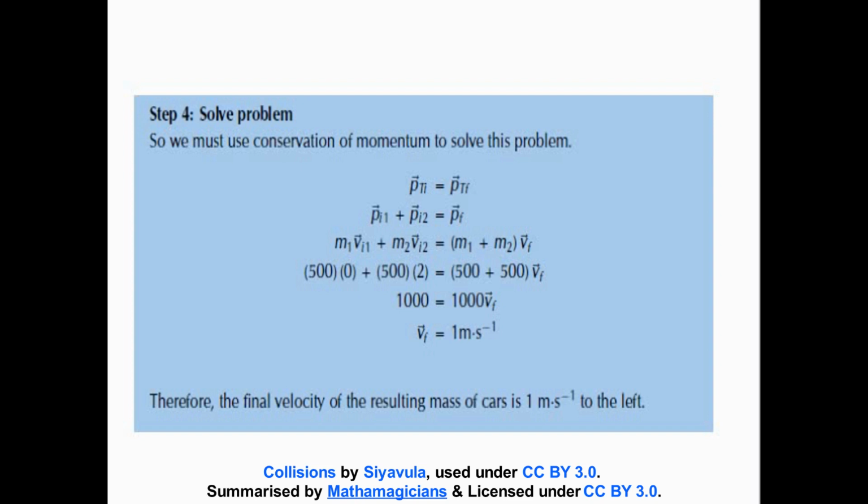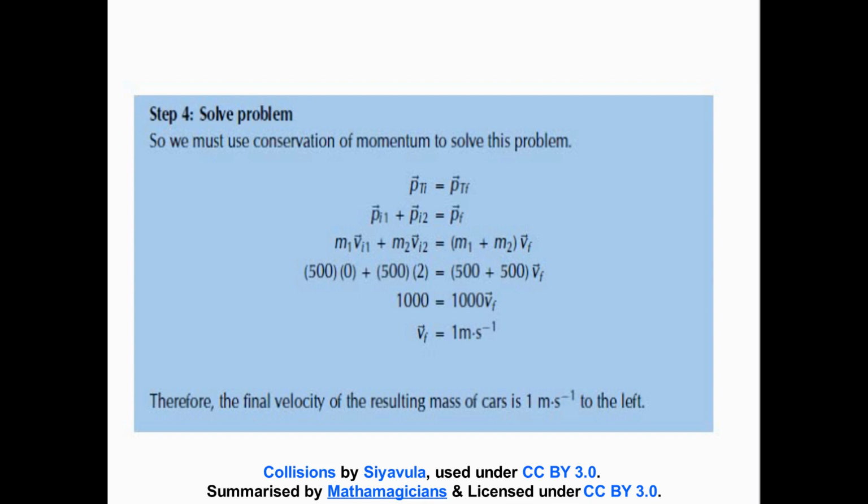And that makes perfect sense because car 1 was stationary, car 2 was moving at 2 meters per second. They collided, and car 1 only moved 1 meter per second to the left, in the same direction as car 2 was moving. A very simple and straightforward question.